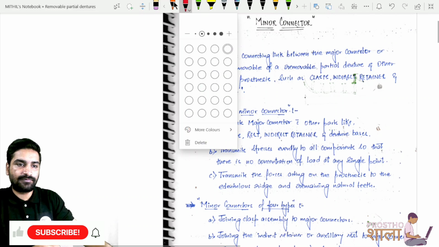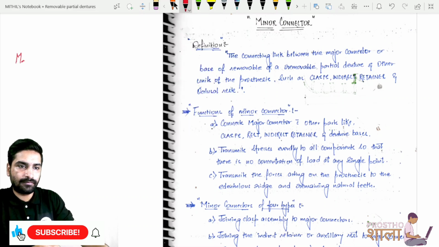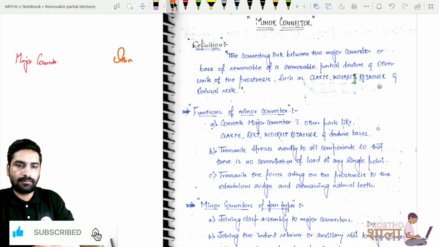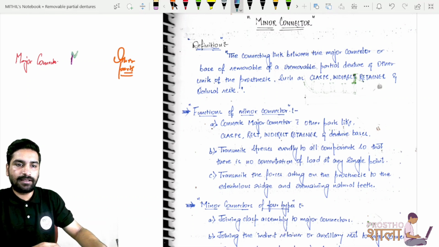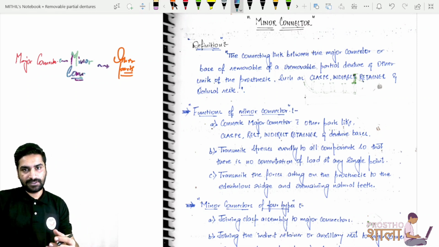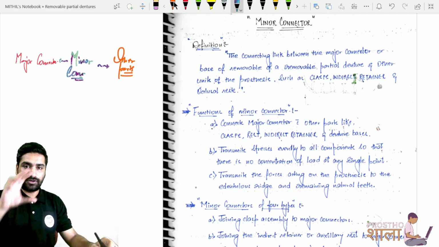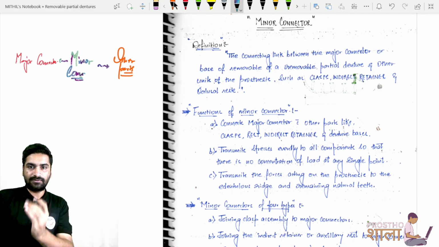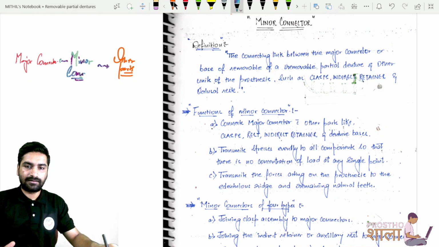So it is a connecting link between the major connectors and other parts of the removable partial denture. If on one side I am writing major connector, on the other side I'll write other parts. The connecting link between those two is your minor connector. Major connector was what? It was a connecting link between parts of one side of the RPD with the other side. Now if I talk particularly of one side, between that major connector and the other part there is one part that is called minor connector.